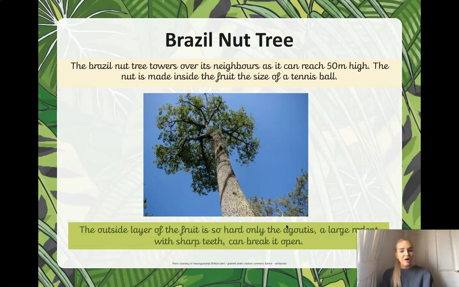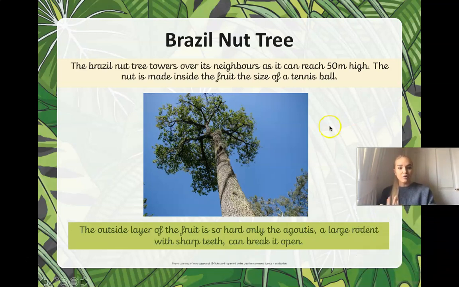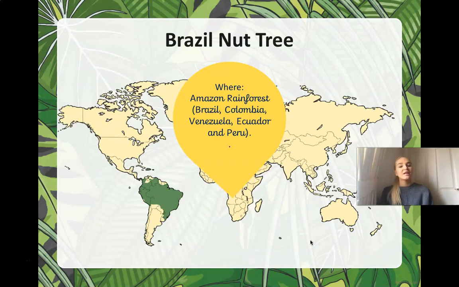And the outside layer of the fruit of the tree, so this tree grows some fruit, and the outside layer of the fruit is so hard that only a type of rodent, so a type of creature, an animal called the agouti, which has very sharp teeth, can break it open. Nothing else can break that fruit open to get that nut out apart from that rodent, that animal. And the Brazil nut tree is found amongst the Amazon rainforest.